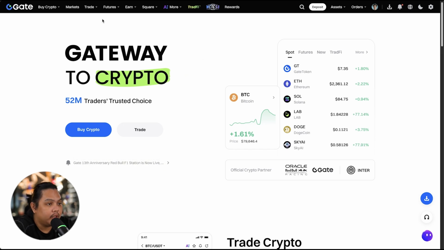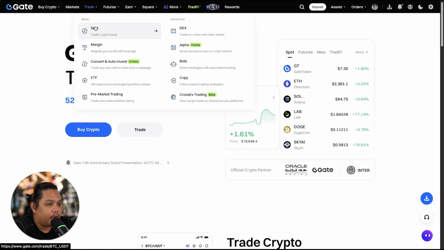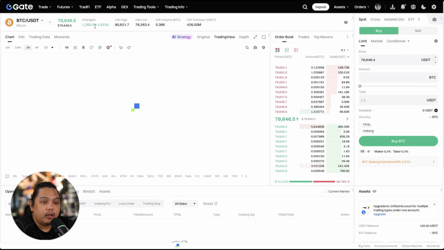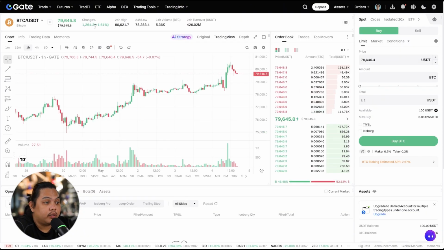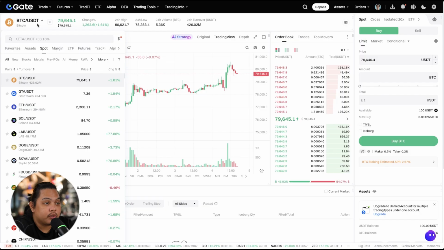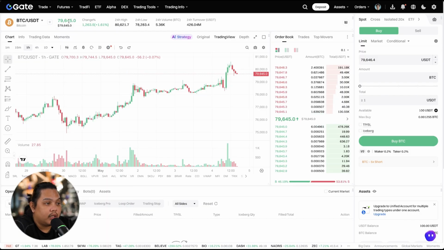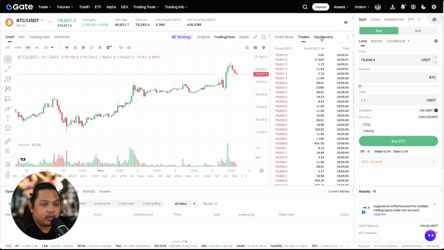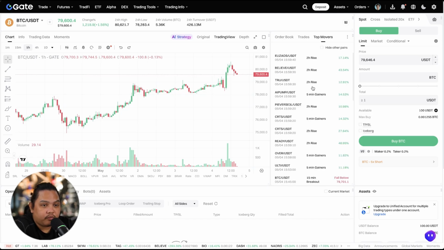To access spot trading, you can go to trade and click on spot. Here, you will be greeted with the familiar interface wherein you can see your trading pairs over here, your prices, your chart here. So you don't have to go back anymore to a different trading chart. And you can see also your order books, the trades, the top movers.